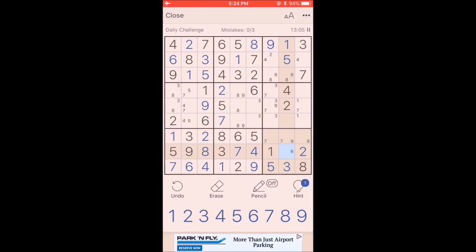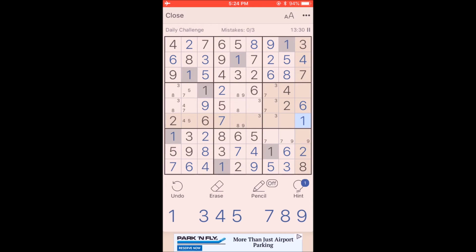Nope. 6. Nope. Okay. Kill this. So this is a 6, and then this one has to be a 6. So this has to be a 1. What am I missing? Okay. 8, 4, 2. All right.